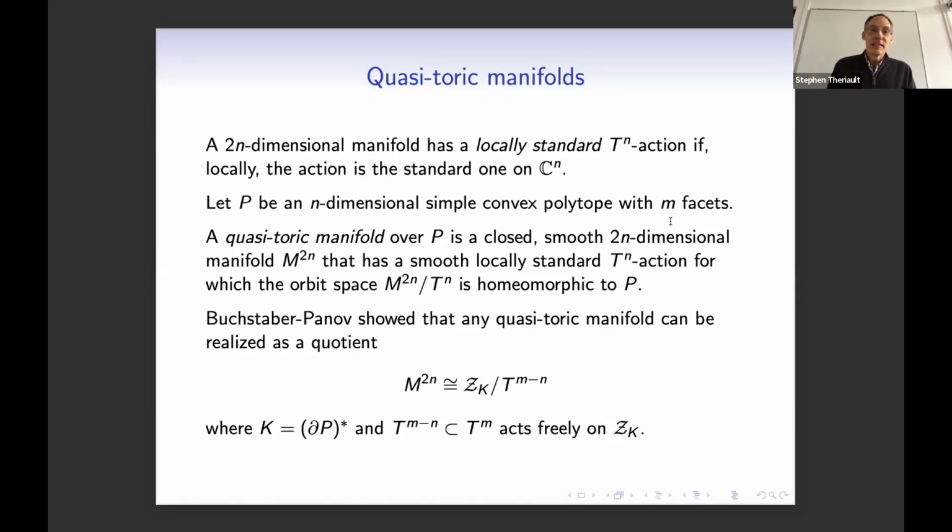That definition is great for geometry, but it's not so great for topology. For topology, Buchstaber and Panov showed that any quasi-toric manifold can be realized as a certain quotient. It will be the moment angle complex modulo a torus, where the simplicial complex K in the moment angle complex is, take your polytope P, take its boundary and dualize. And on that, right, there was an action of an m-torus, and take a subtorus of dimension m minus n sitting inside that m-torus that acts freely. And this doesn't have to be a coordinatewise inclusion. You could have lots of diagonal maps involved.